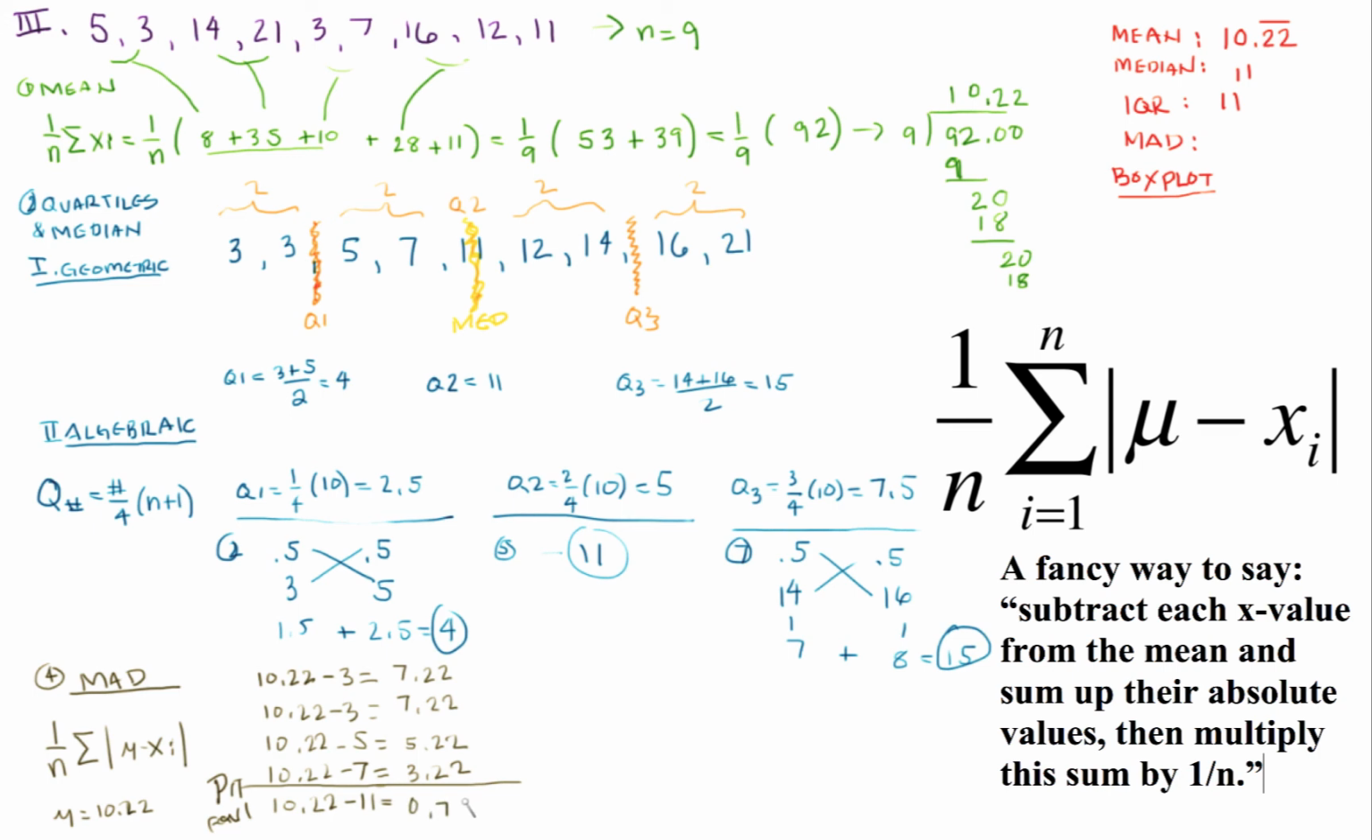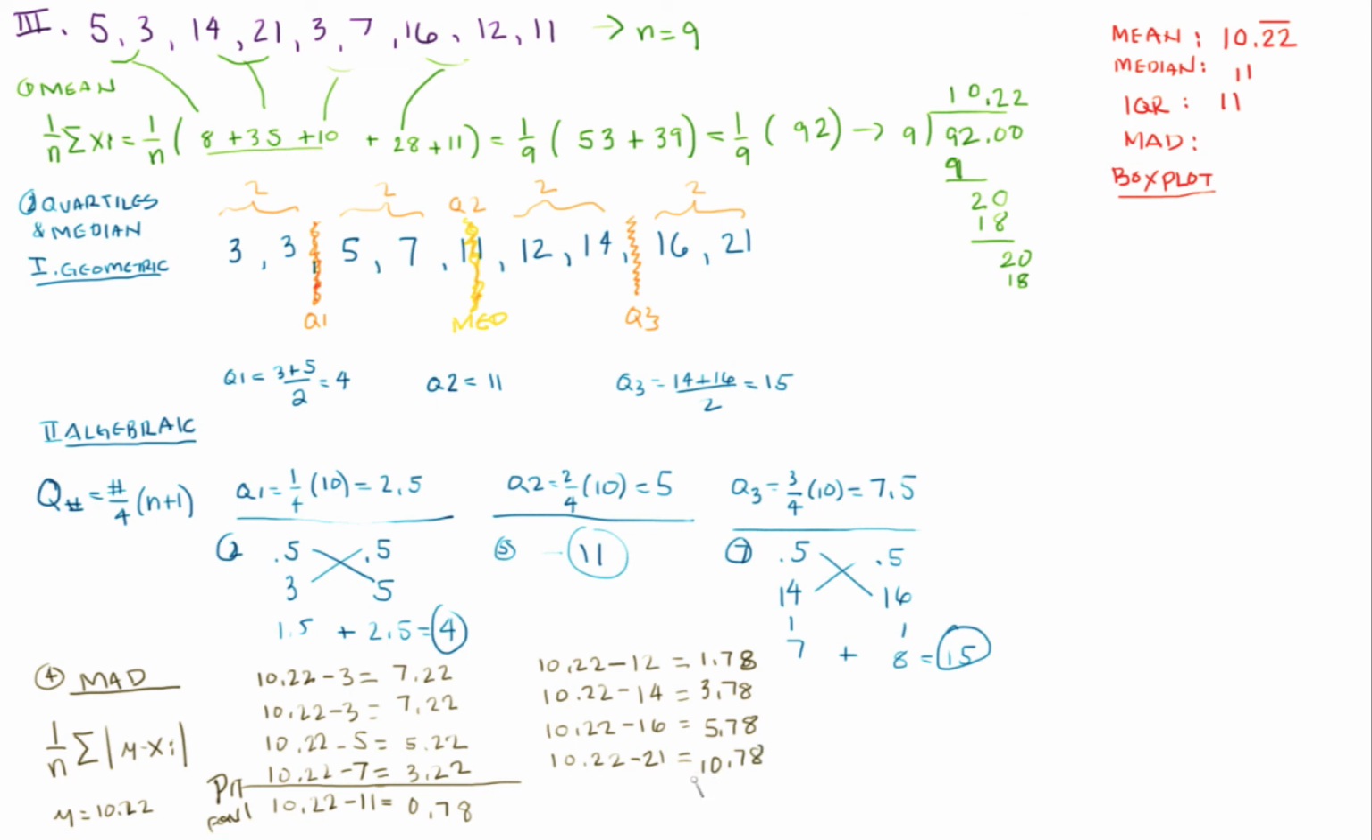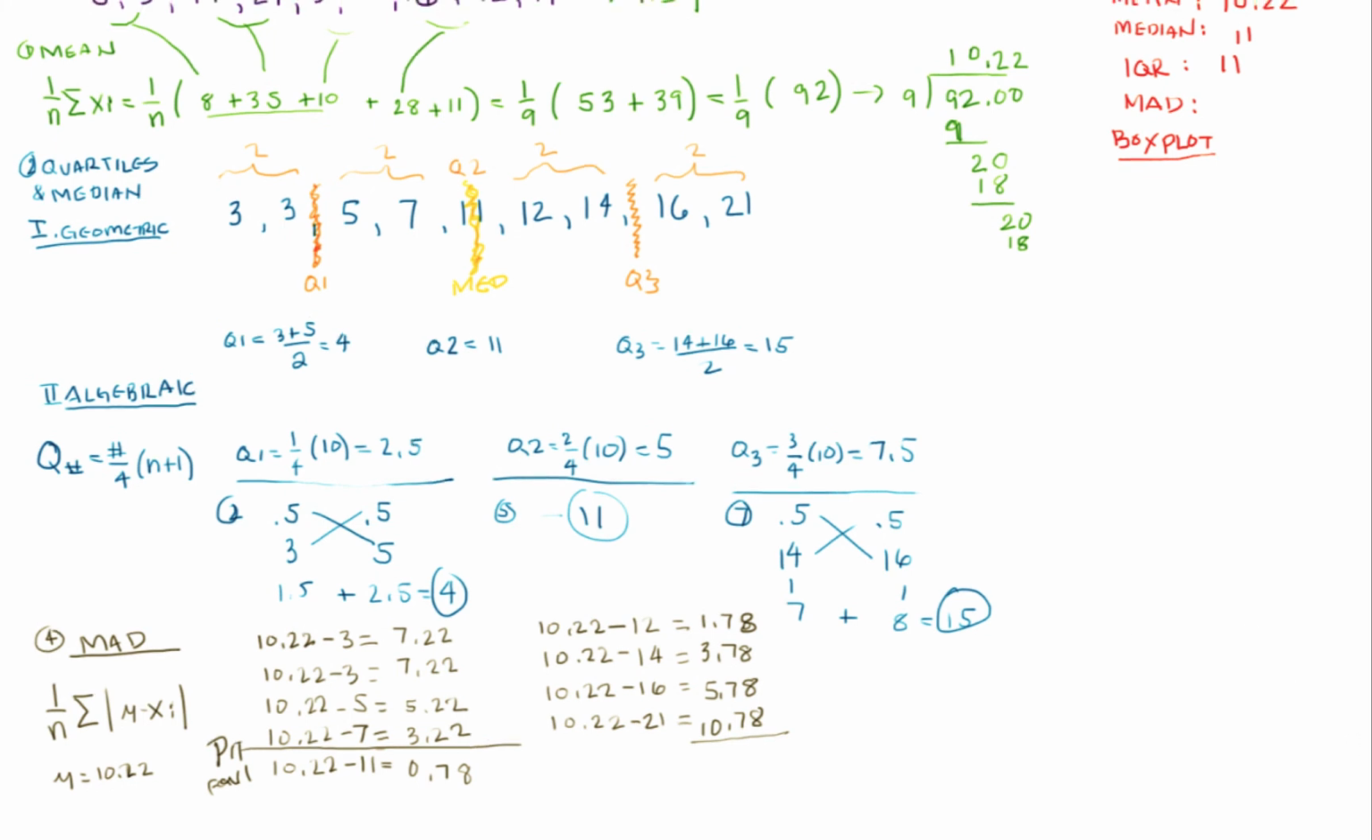And here's the pitfall zone when the number changes. Remember, when your value goes to more or less than the mean, you're going to get a different amount. We got 0.78, then it's 10.22 minus 12. That's 1.78, but okay, let's continue. 14, 16, and 21. This is 1.78. And this is 3.78, 5.78, and 10.78. Now let's sum these all up.